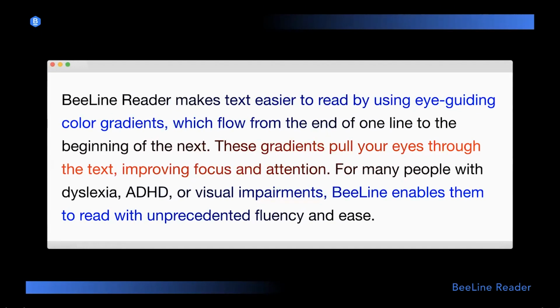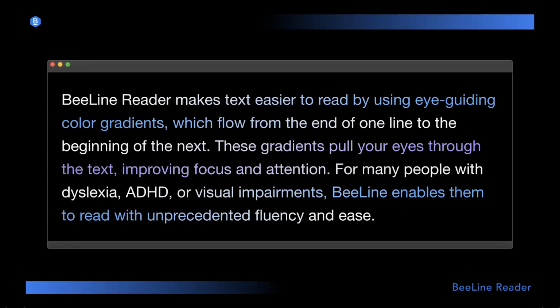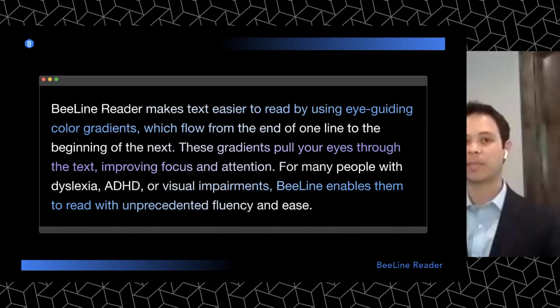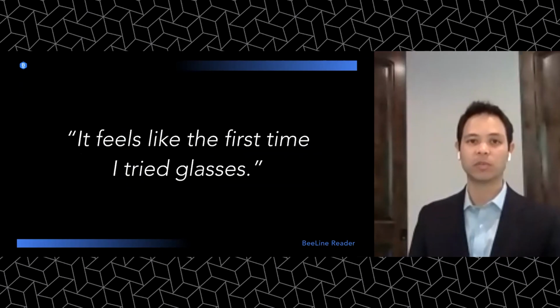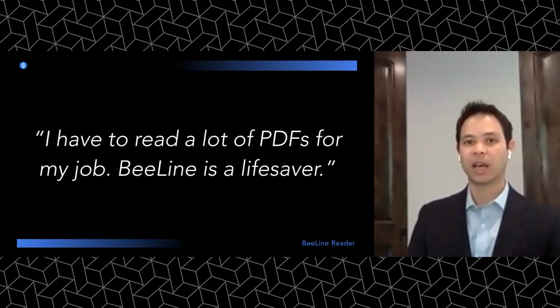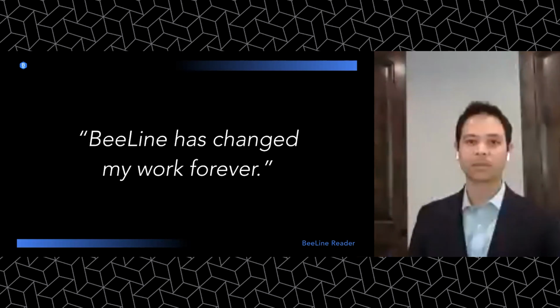Instead of using plain black text, we use color gradients that wrap from one line to the next, assisting visual tracking and pulling your eyes through each paragraph. This technique works in any color, including in night mode. And this simple tweak makes a huge difference for people who struggled with reading for years or even decades. Access to our technology allows people to succeed in jobs and in school like never before.